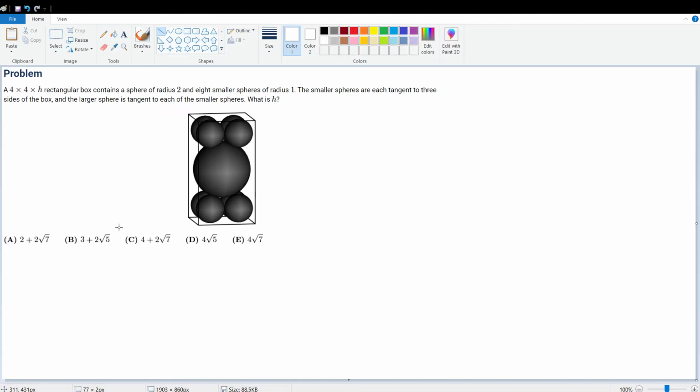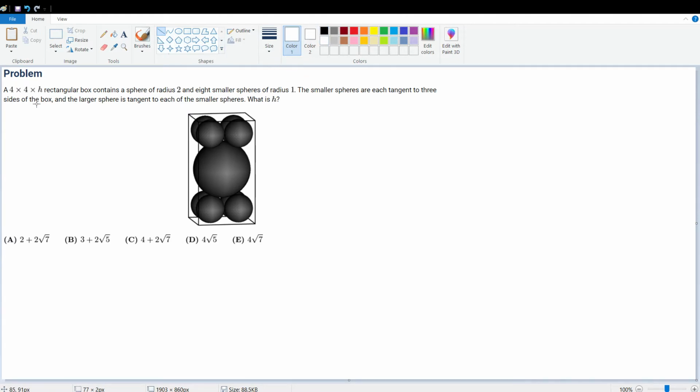So I believe this problem is number 17 on the 2014 AMC 12A. This just goes to show you that the AMC 12s during 2014 just had these ridiculous 3D geometry problems. But yeah, let's just get straight into it.